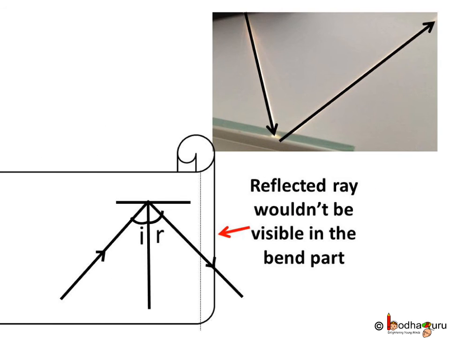Now, let us bend the paper on one side. When we bend the paper, we create a plane which is different from the plane in which the incident ray and the normal lie. In this case, we do not see the reflected ray. What can we conclude?